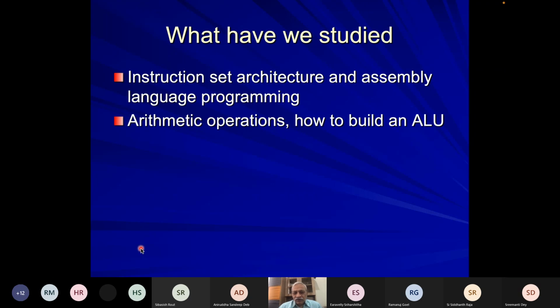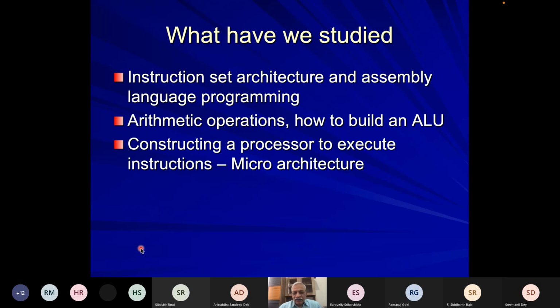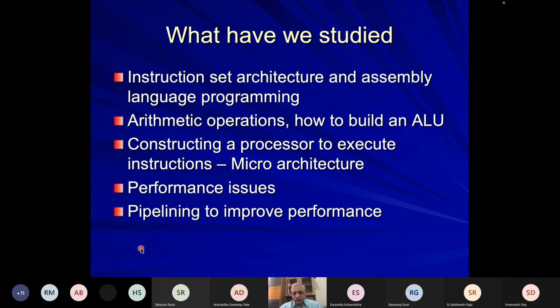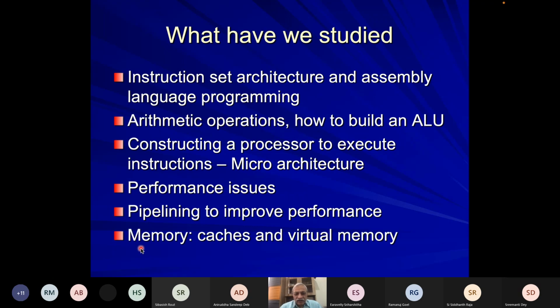We also took the exercise of building a system. To perform arithmetic operations, we saw how ALU could be built, and around ALU we could construct a processor which executes instruction, and we dealt with the microarchitecture of how instructions could be divided into cycles. We looked at performance issues and talked about techniques to improve performance like pipelining and organizing memory in the form of a hierarchy. So the idea of cache and virtual memory were discussed. And finally, we looked at the input-output.